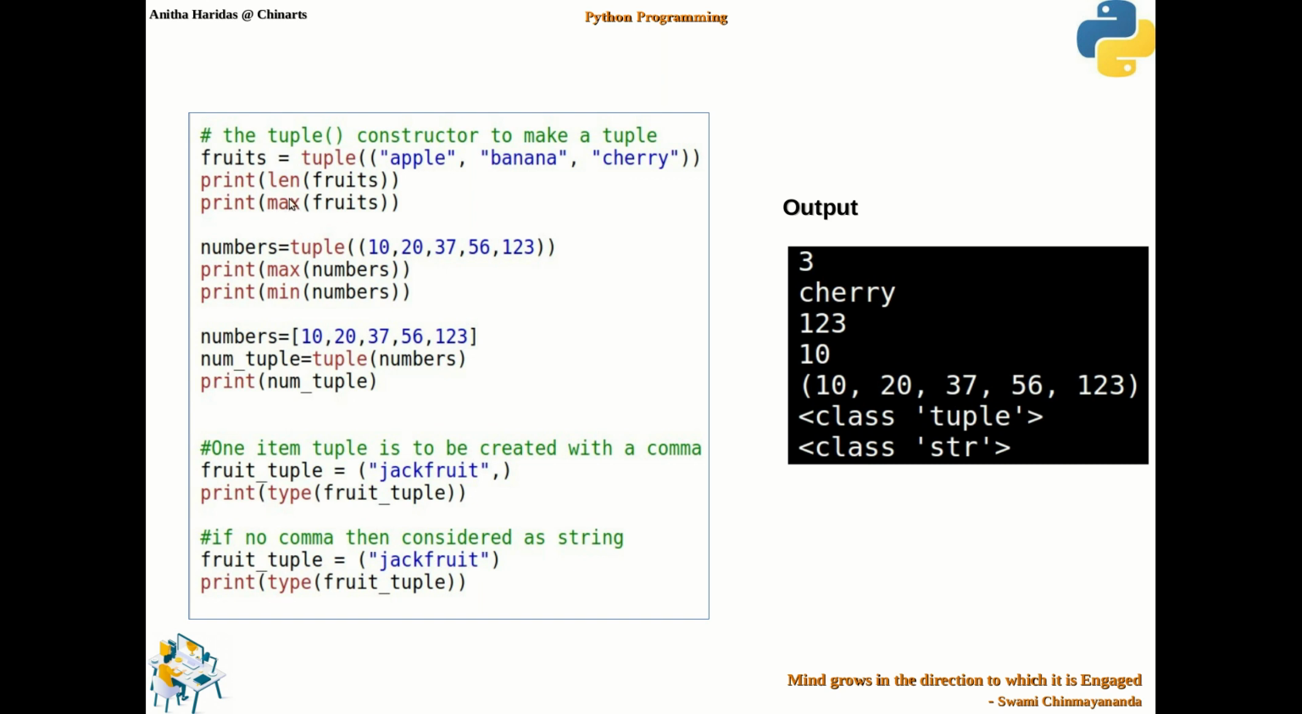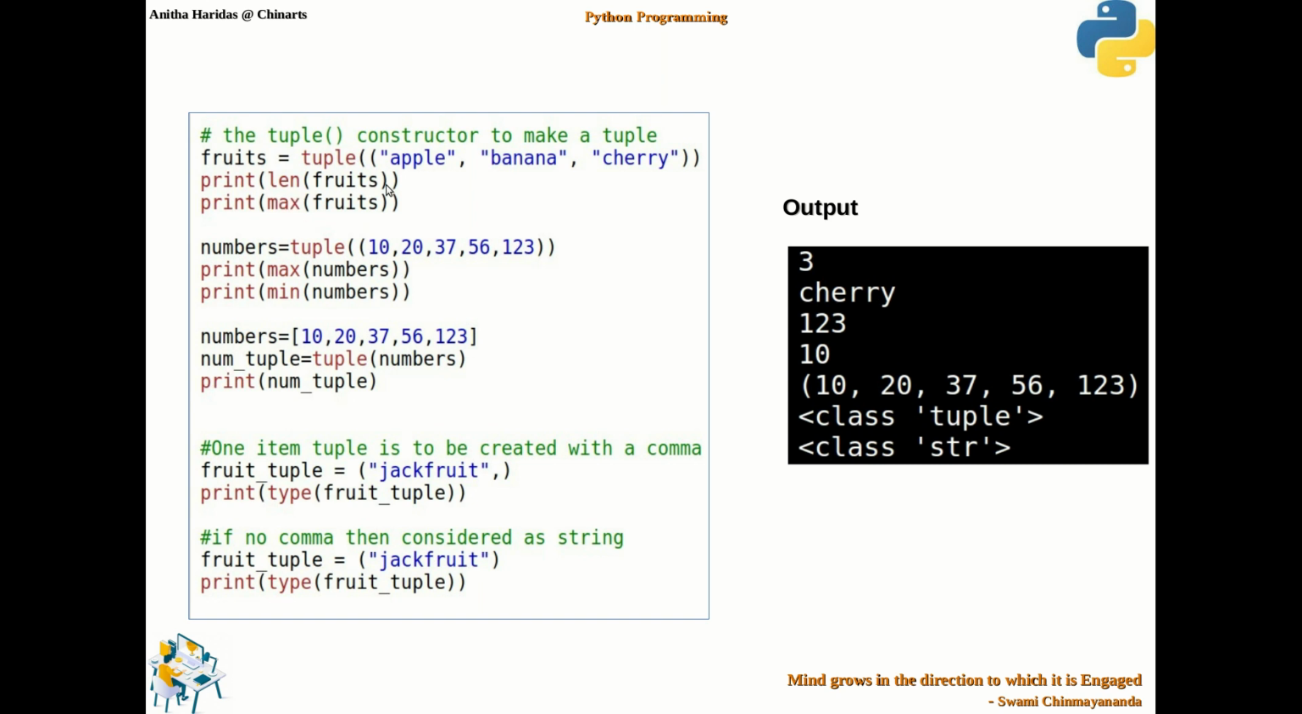If I give max, then it gives you cherry. So it goes in the alphabetical order. So C is the largest, or the alphabet which has the largest Unicode value. So that is taken as the maximum. Okay.